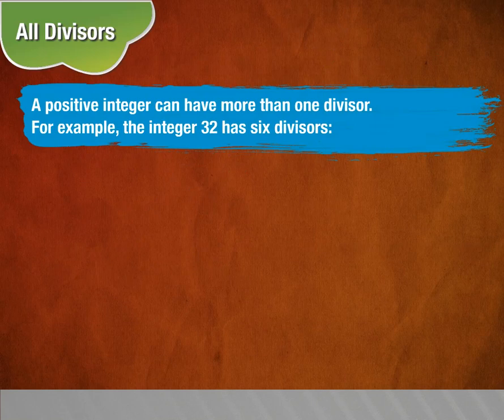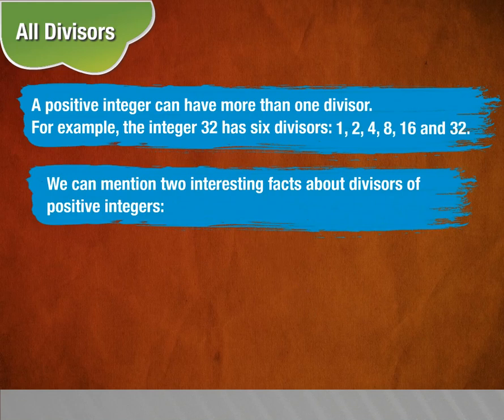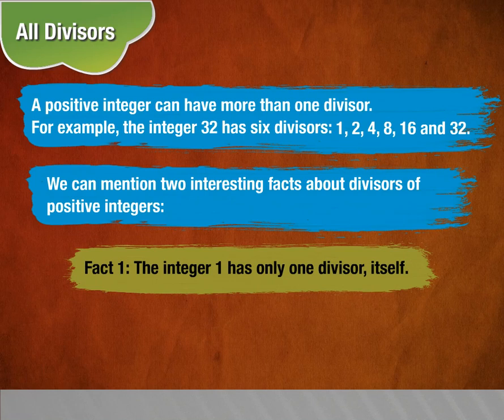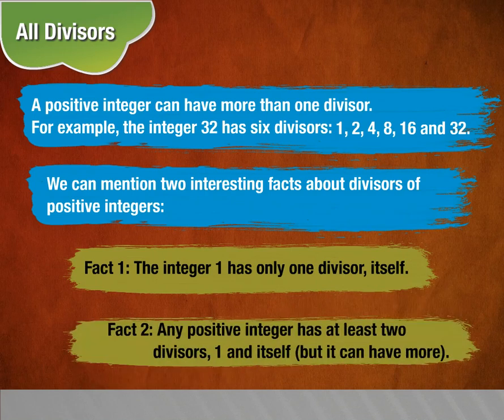All divisors. A positive integer can have more than one divisor. For example, the integer 32 has 6 divisors: 1, 2, 4, 8, 16 and 32. We can mention two interesting facts about divisors of positive integers. Fact 1. The integer 1 has only one divisor, itself. Fact 2. Any other positive integer has at least two divisors, one and itself, but it can have more.